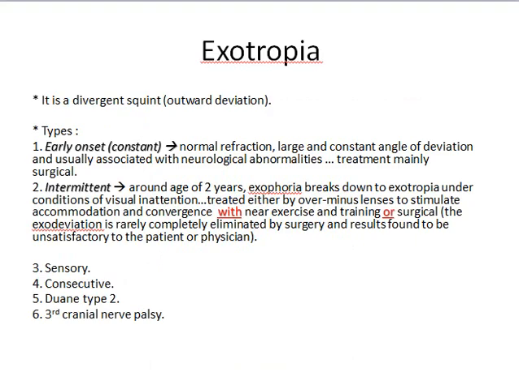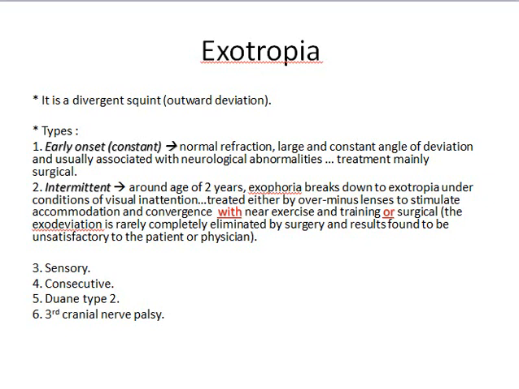The other common type of strabismus is exotropia, which means divergent squint or outward deviation. Its types are either early onset or constant exotropia. It is characterized by normal refraction, a large and constant angle of deviation, and is usually associated with neurological abnormalities. Treatment, as we said before, because it is early onset, is mainly surgical. The other common type of exotropia is the intermittent type, which presents around the age of 2 years.